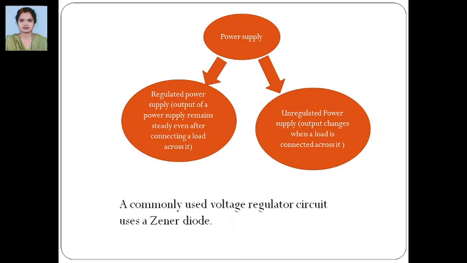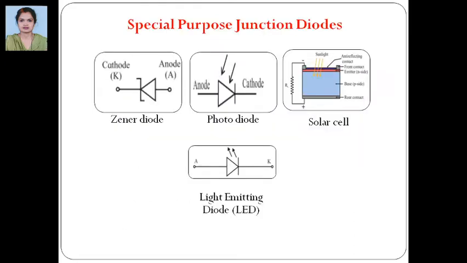For many cases we require the regulated power supply, so there are many ways in which a power supply can be regulated. A commonly used voltage regulator circuit uses Zener diode for getting regulated output voltage. So in this topic we will see the Zener diode, how it is working as a voltage regulator.